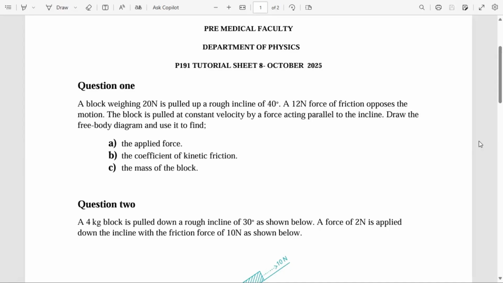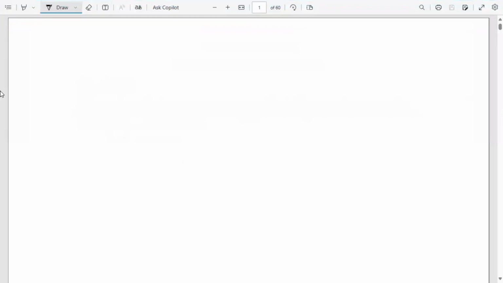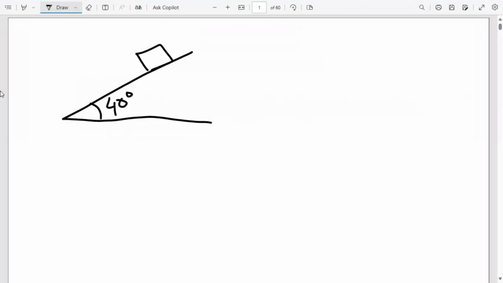So this is a very simple question. We've been given a block weighing 20 newtons. So let me draw my free body diagram. We have a block, or first we can say we have an incline like that of 40 degrees. Then we have a block here weighing 20 newtons.